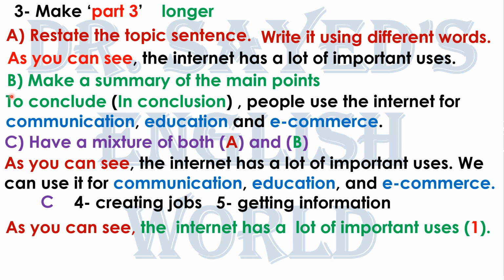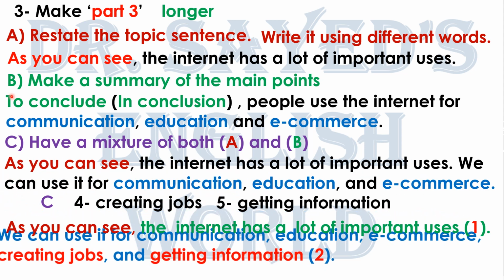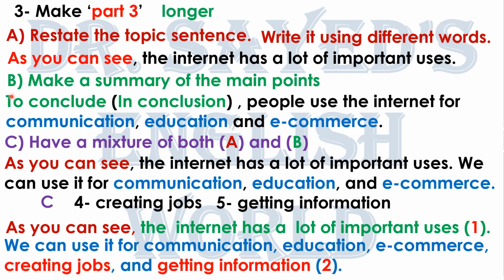As you can see, the internet has a lot of important uses. So this is number one. We can use it for communication, education, e-commerce, creating jobs, and getting information. This is sentence number 2, and I added 2 points, creating jobs and getting information. So now we have a part 3 consisting of 2 sentences instead of only 1 sentence.